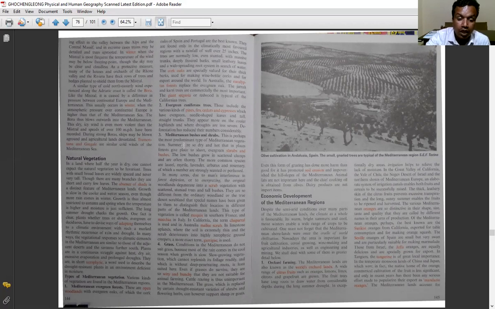Like the fruits are grown, citrus fruits again, like lemon or grapes or oranges, then jaitun or olive, then avla, such type of fruits which have citric acid. Such type of crops are grown in large extent in this type of climate.